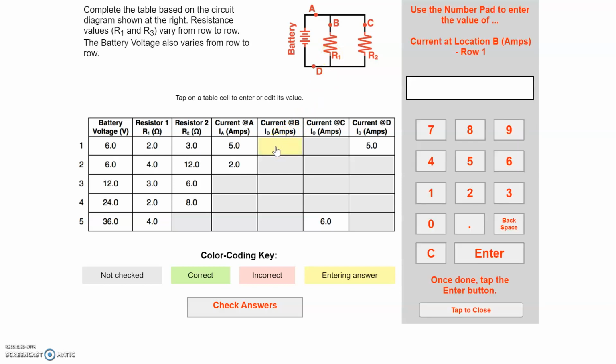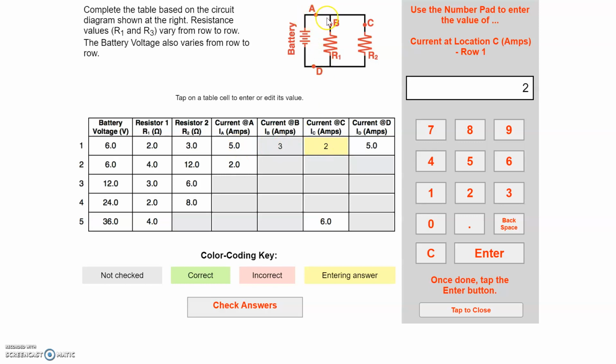So the current at B is just the voltage of 6 divided by 2. 6 divided by 2 is 3. The current through C is the second resistor, so it's 6 divided by 3, and that gives you 2. Notice these two, this is the node rule, the current rule. 3 plus 2 gives you 5.